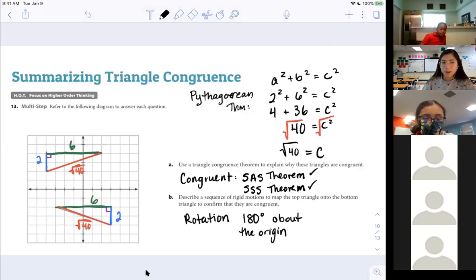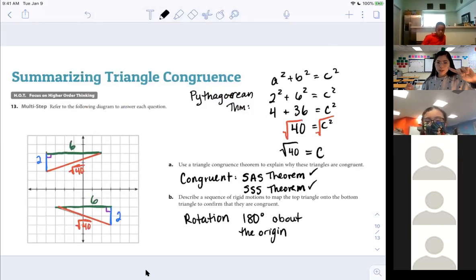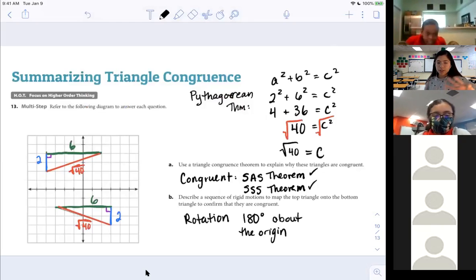Questions, comments, concerns with how we figured anything out in this? This was a really good problem because it mixes everything together. In this one problem, we did like three things. We used our theorems. We had to do Pythagorean theorem, aka the distance formula. And we used rigid motion transformations. All those concepts always come together and they never go away.